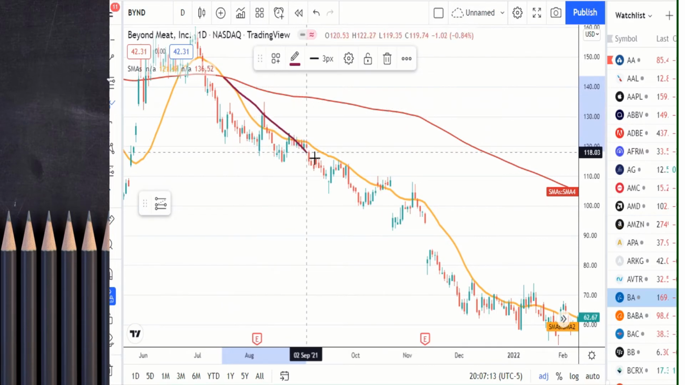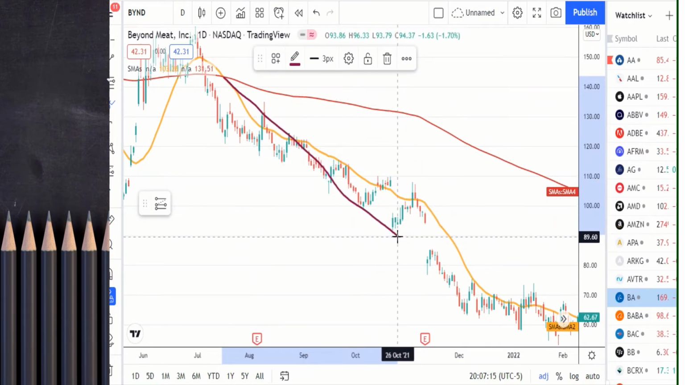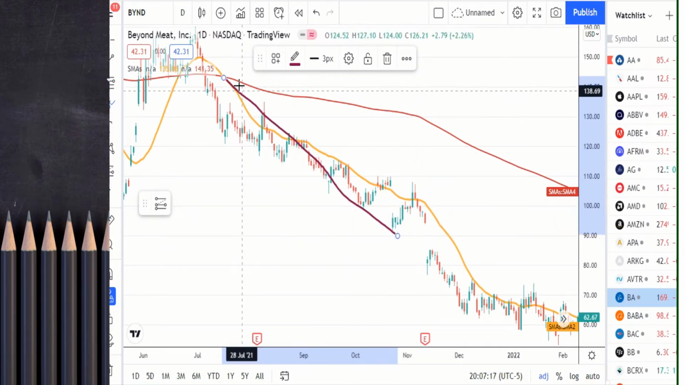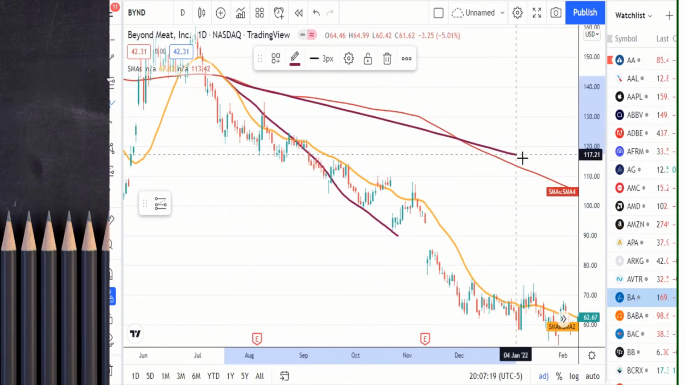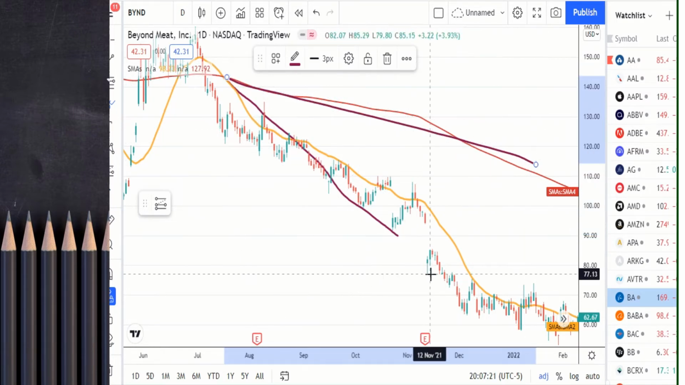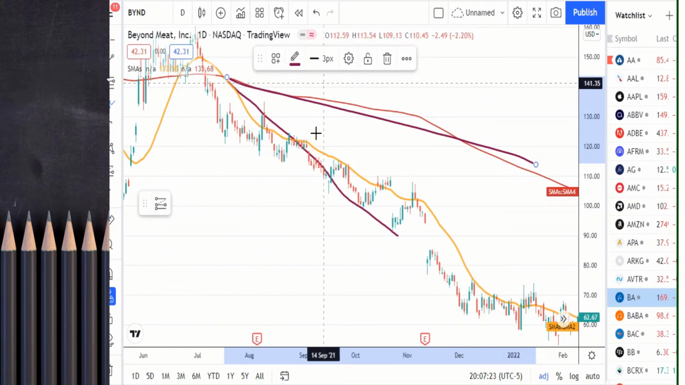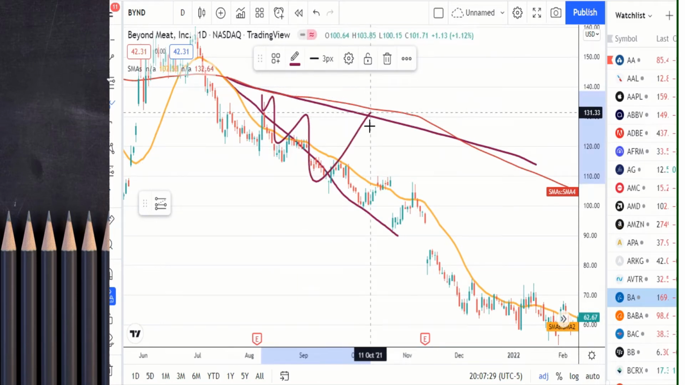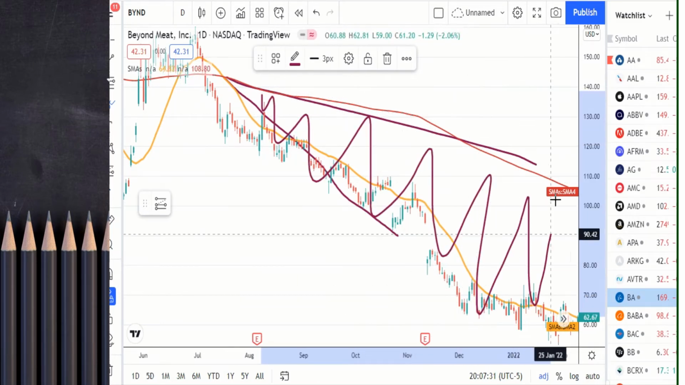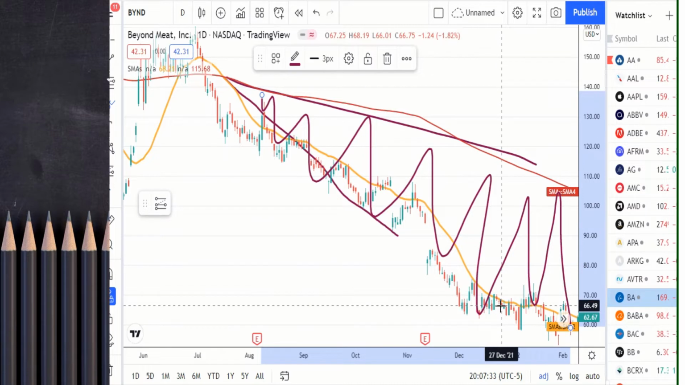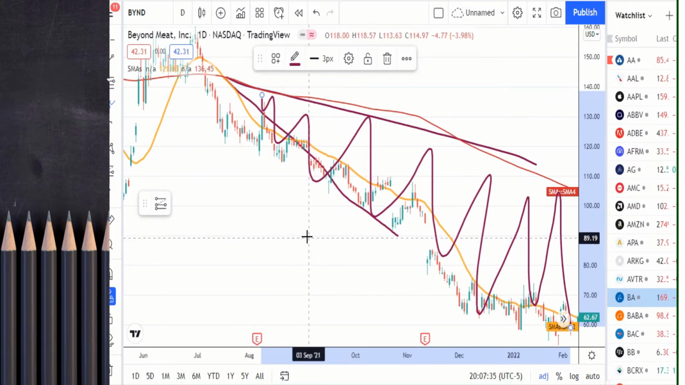Okay, so as soon as you see the stock going into a downtrend, you're going to see the 200 moving average and the 20 moving average, or the space between the stock and the 200 moving average, starts to get wider. It starts to get wider.